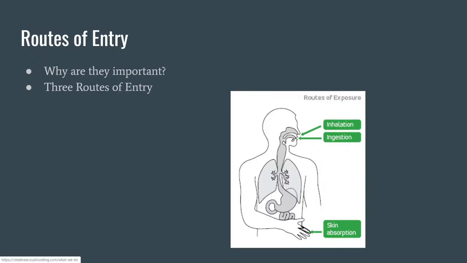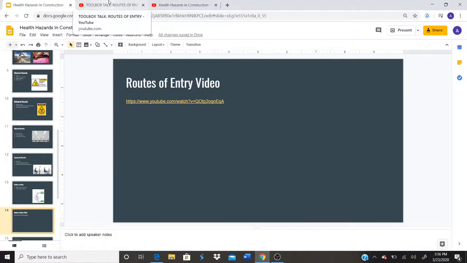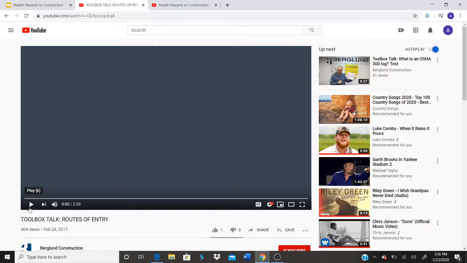So, routes of entry. For a toxic material to be effective, it must come into contact with the body, and this can be through inhalation, absorption, or ingestion. I have a video of a toolbox talk that explains these routes of entry pretty well, so we'll just watch this.